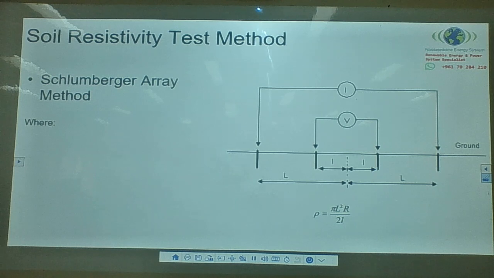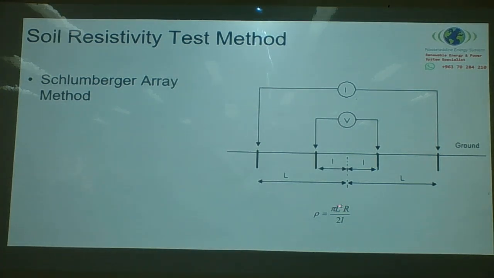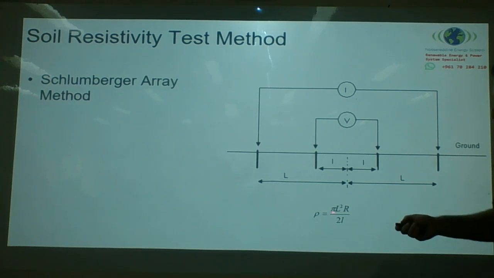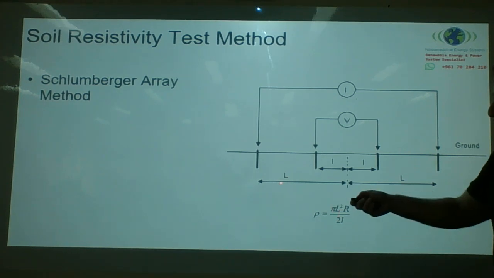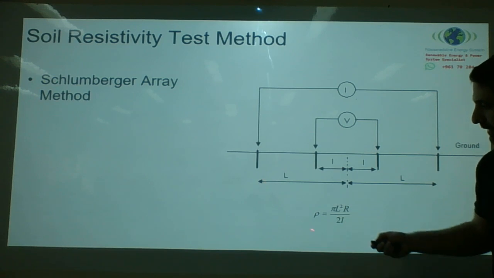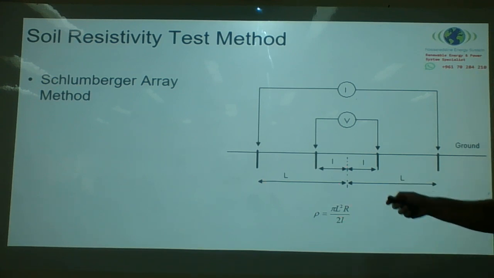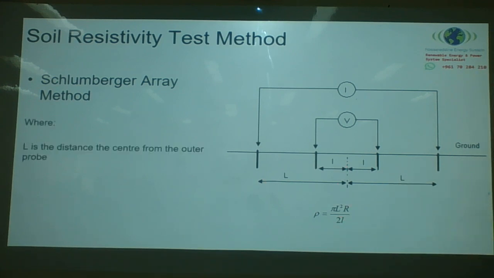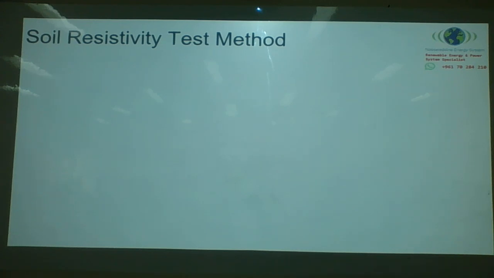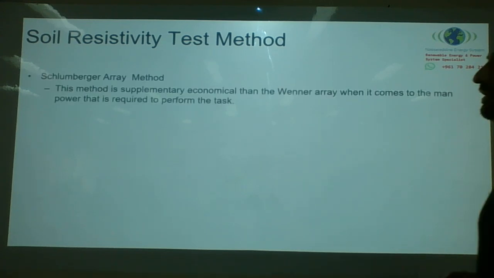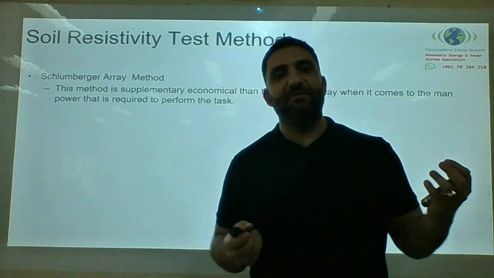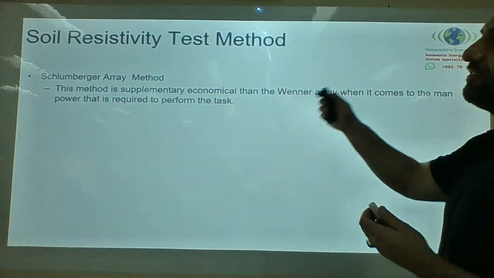Now, this is the equation. This is a big L, pi. The soil resistivity is pi, big L, which is this L, R divided by 2 small l, where l is the distance. Schlumberger array method. This is a comparison between the two. Let's check what's the difference.